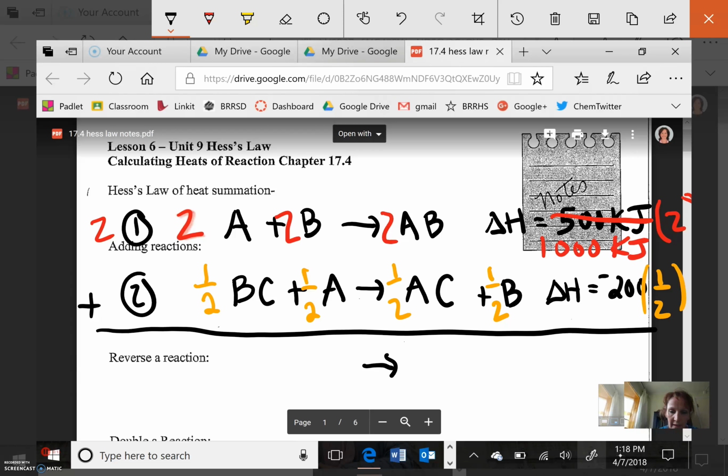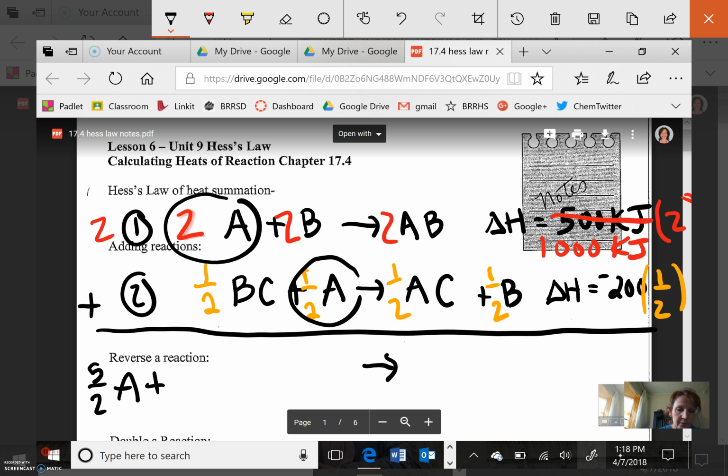When you add them together, because heats of reactions are additive, you have to keep the reactants on one side and separate them from the products. So we're going to end up with 2A and a half an A. We're going to call that 2.5 A. Let's write that as a fraction. That would be 4 halves, 5 halves A. I've combined A.